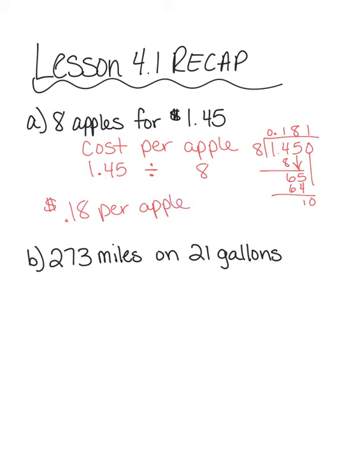And lastly, we've got 273 miles on 21 gallons. So again, I'm going to figure out the unit rate that I want to find, which in this case, I want to find how many miles I can travel on 1 gallon. So miles per gallon. So I'm going to substitute my information just like before. And then I'm going to divide my miles divided by my gallons.